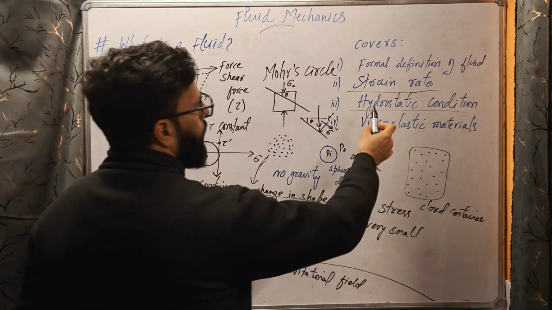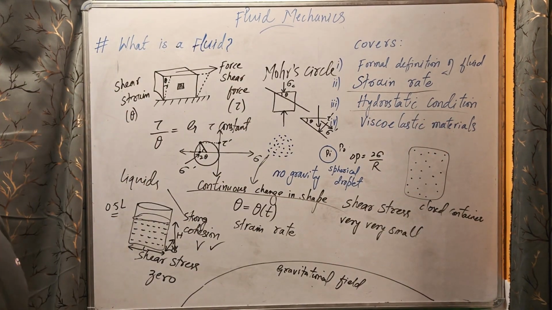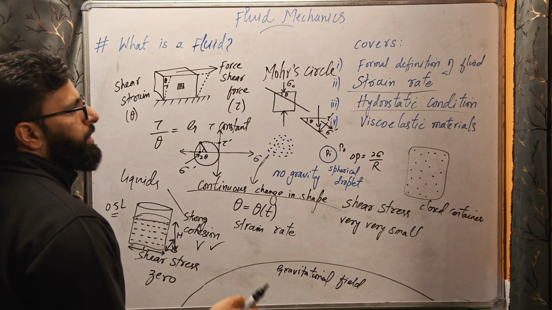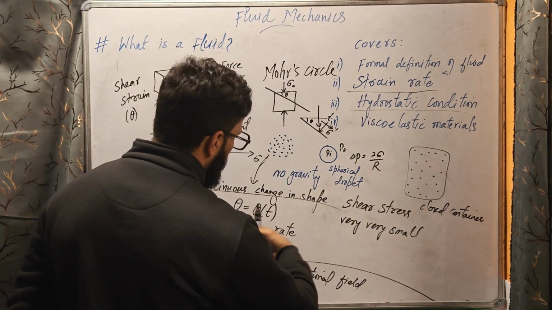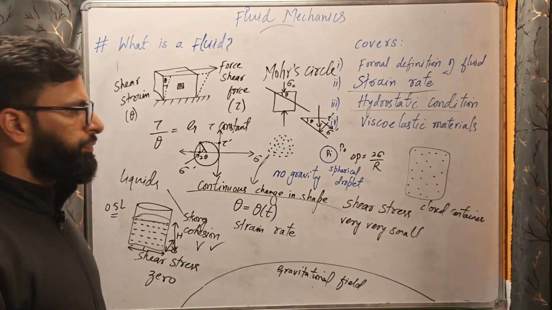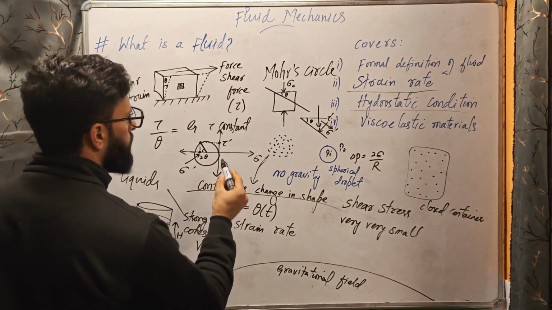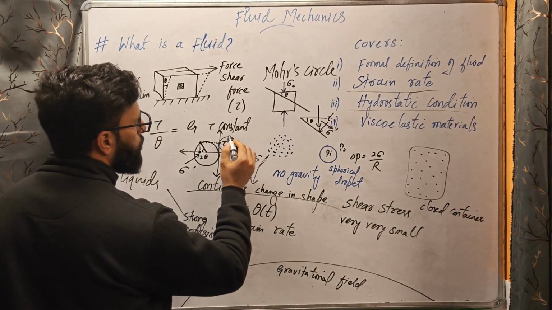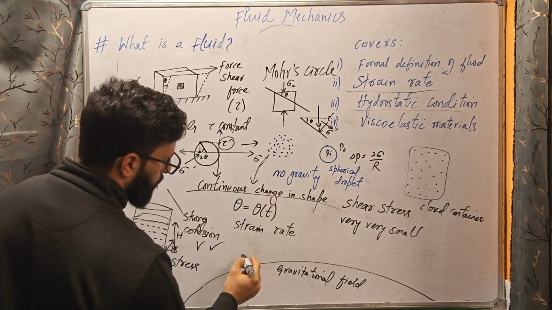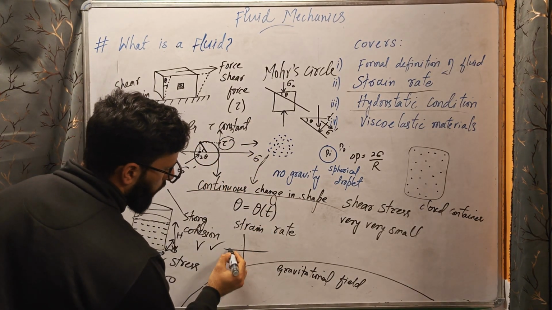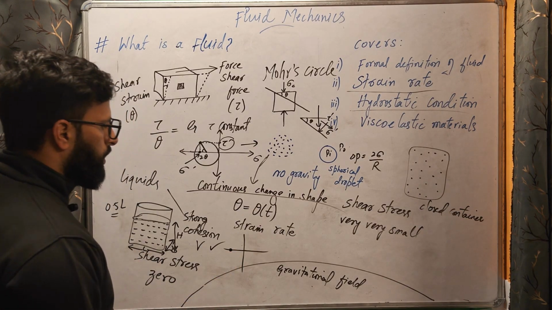But if we have hydrostatic condition, what happens to the Mohr's circle? Now hydrostatic condition means liquid and gas are at rest, no shear stress. When there is no shear stress, that means there is no this part. If there is no this part height, that means this circle reduces to a point. So Mohr's circle will be more like a point, not a circle.